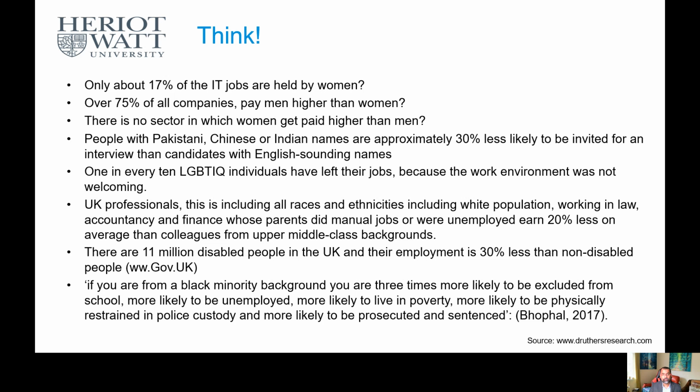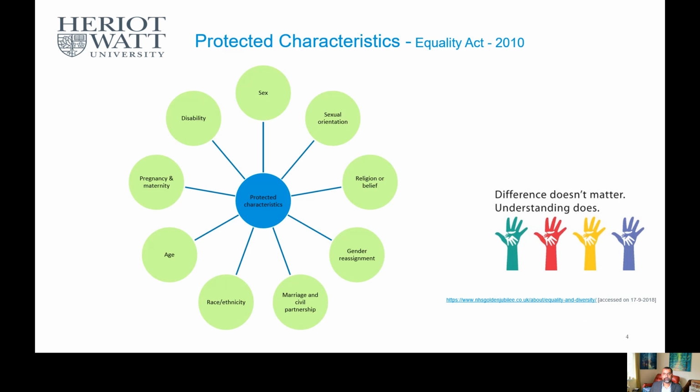In line with the British and European human rights and legal provisions, the UK Equality Act 2010 stipulates 10 aspects as protected characteristics. That include sex, sexual orientation, religion. Let me go into the slide as well. Sex, sexual orientation, religion and belief, gender reassignment, marriage and civil partnership, race and ethnicity, age, pregnancy, maternity, and disability, making it an offense to directly or indirectly discriminate individuals relating to these characteristics.